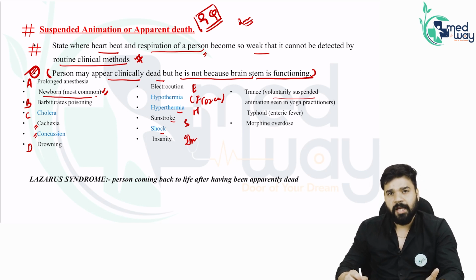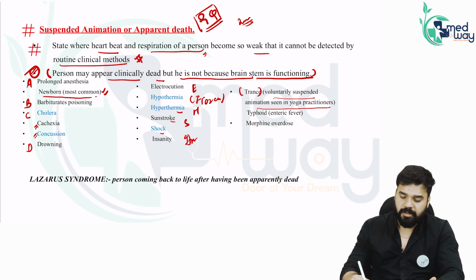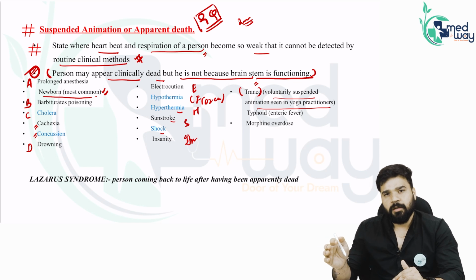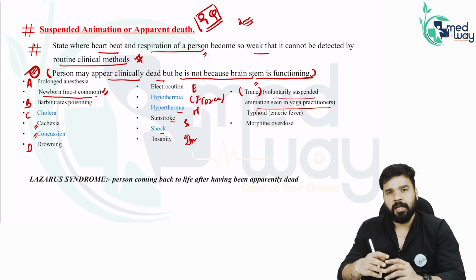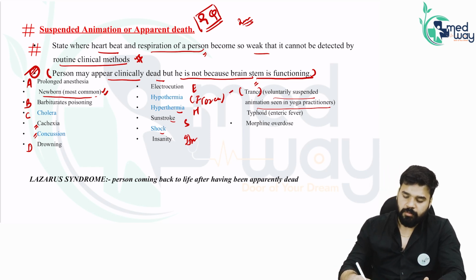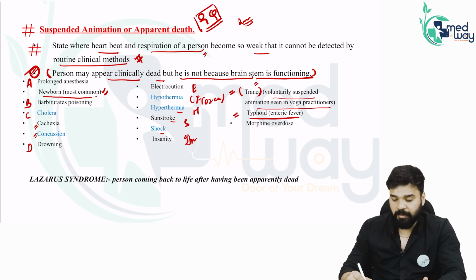Now, voluntarily suspended animation is seen in yoga practitioners. They call it a trance state. They can voluntarily go into such a state where they can stop their breathing and respiration for a couple of minutes or something. Now in typhoid or enteric fever also you'll see this suspended animation, and morphine overdose.